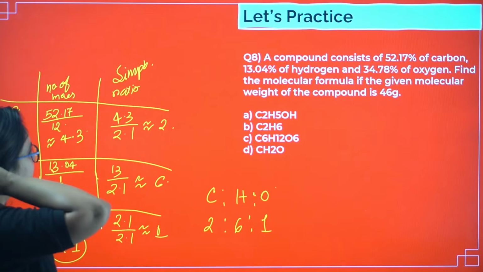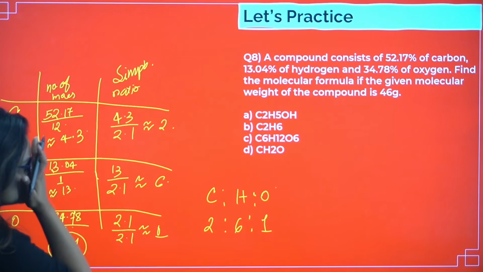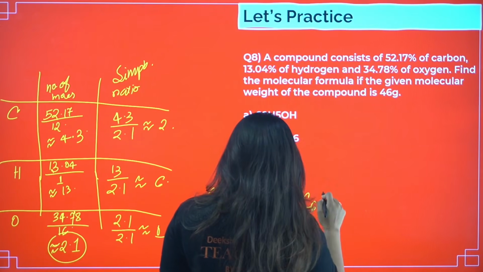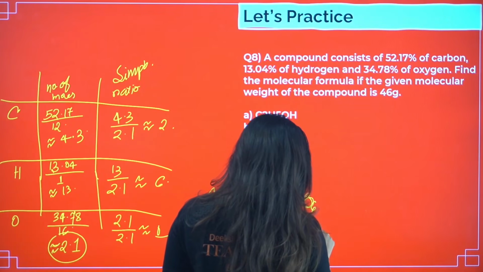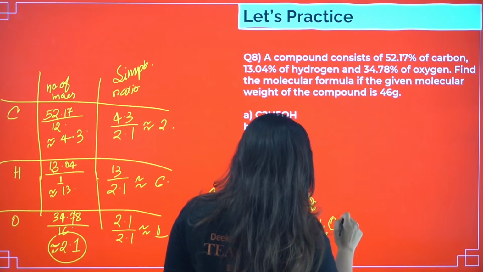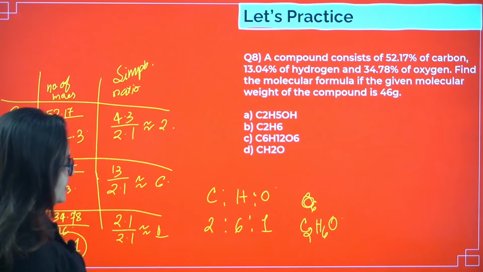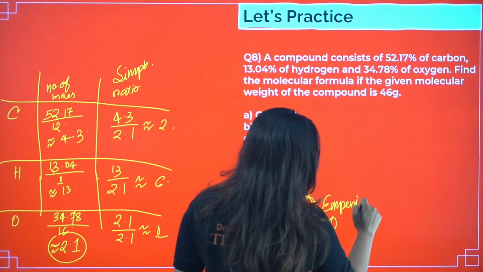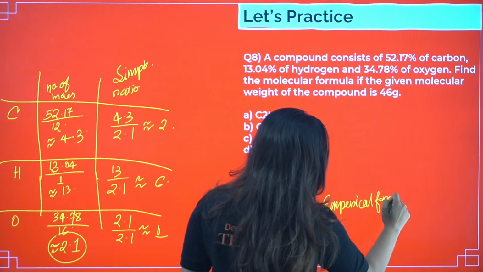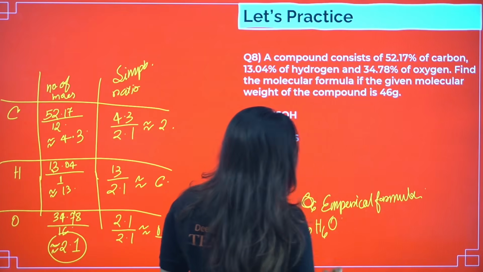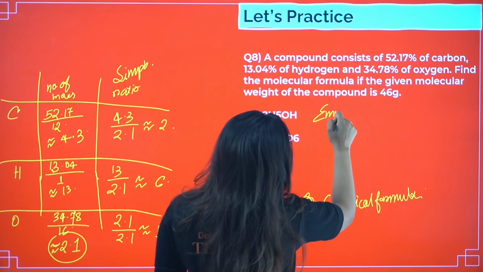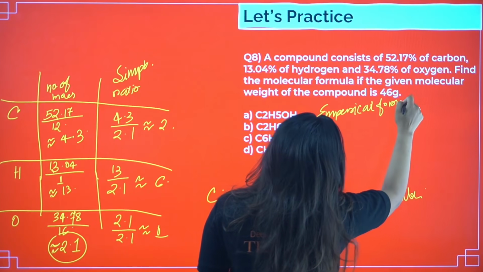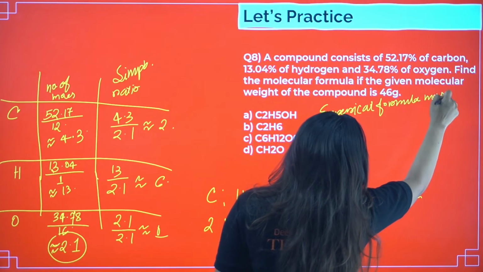So in accordance to that, I can write the formula C2H6O. This is my empirical formula. Now empirical formula mass we have to calculate. How should I calculate?